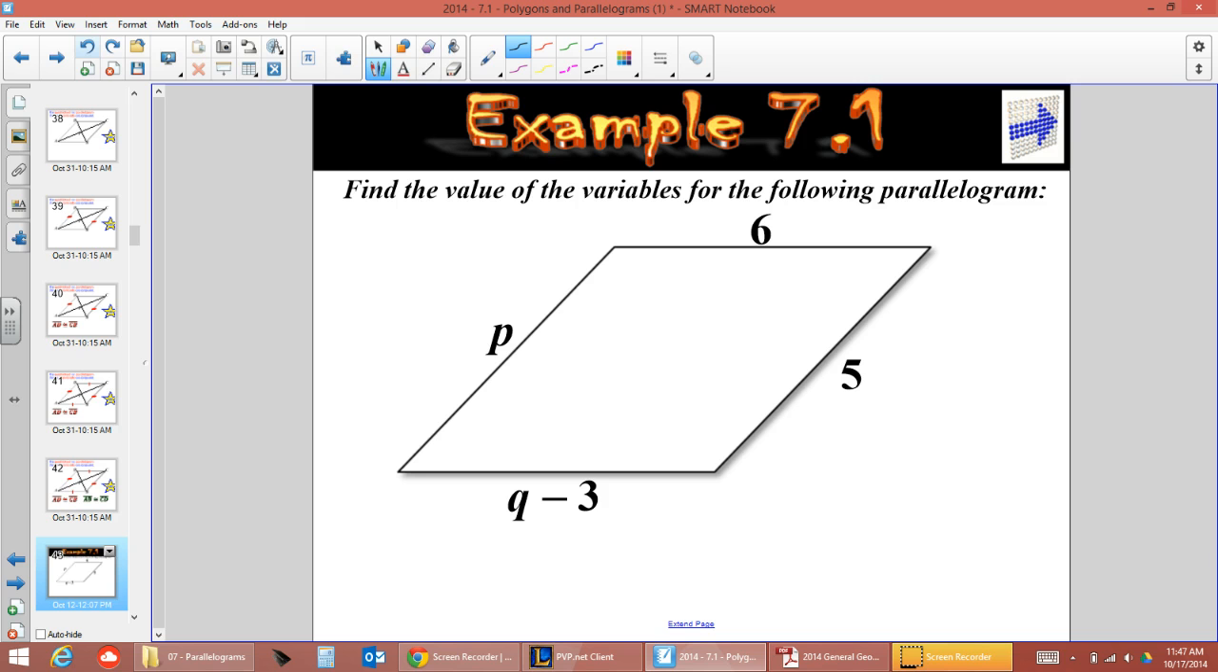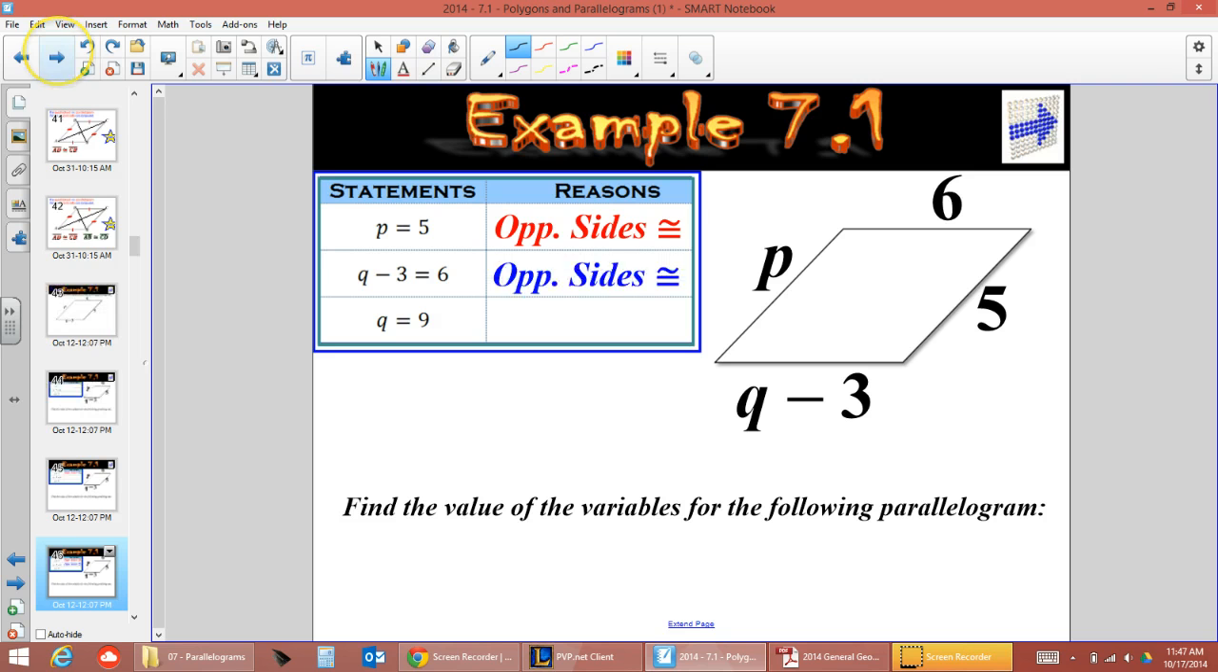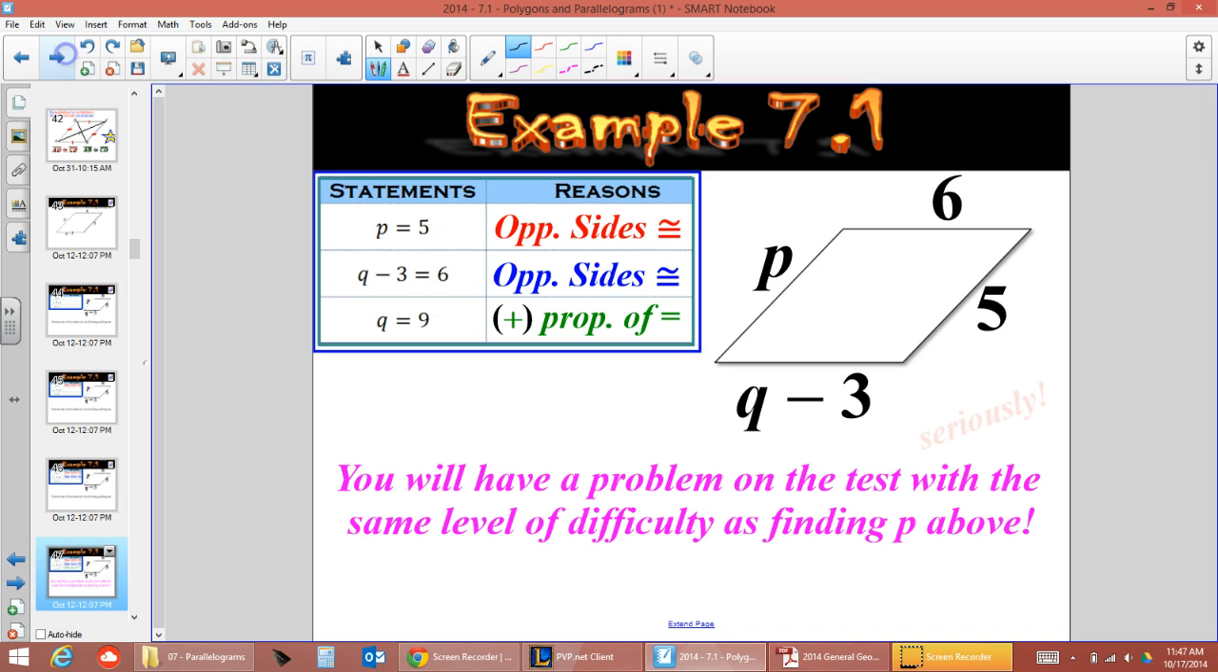So if it's a parallelogram, then we've already learned that the opposite sides must be congruent. If that's the case, that means that 5 is equal to P, and 6 is equal to Q minus 3. So if I set that up here, I say P is equal to 5. Why is that true? Well, opposite sides are congruent. That's the definition of the parallelogram we're using. And then if I say that Q minus 3 is 6, that's the same thing as opposite sides are congruent, and then I do a little addition property of equality, and I'm done.